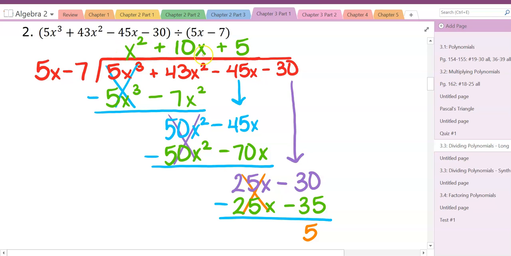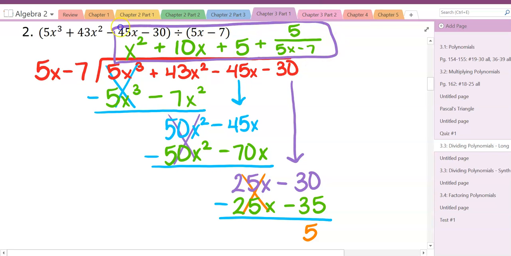So up here on the answer, x squared plus 10x plus 5, we need to add in this remainder of 5 here. So since it's positive, we do plus. That 5 goes on top. What piece goes on the bottom? Good, what we divided by, the 5x minus 7. So this right up here is your answer. I'm boxing in purple right now. That's your final answer.